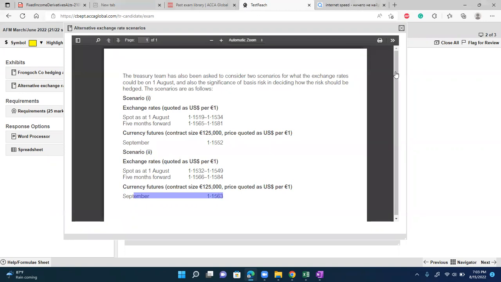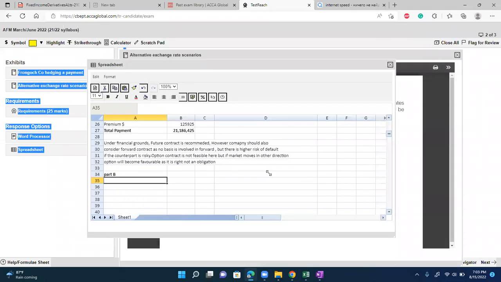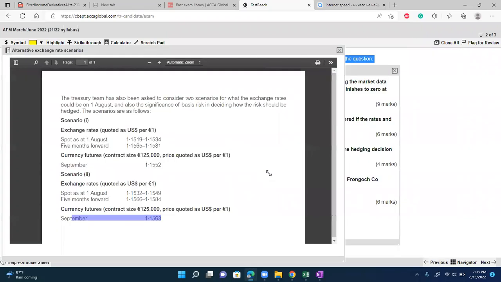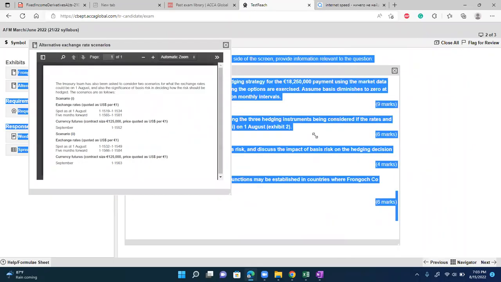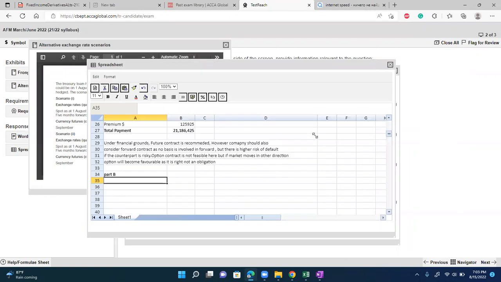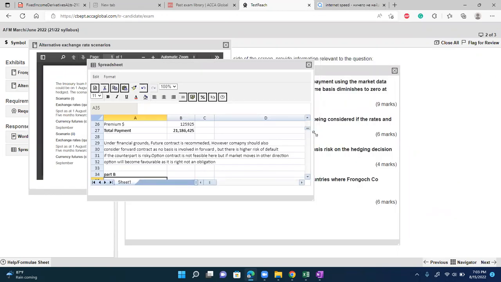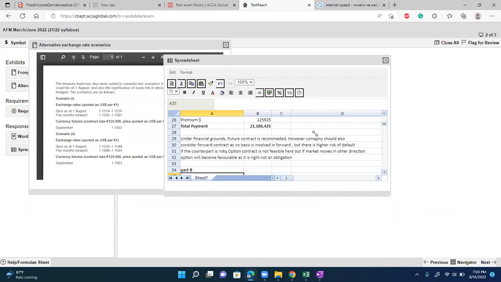Okay, let's do scenario 1. We have 3 contracts: forward, future, and option. In the forward, we have locked the forward at which price? 1.1544. Now, whether the currency appreciates or depreciates, we will not change this.